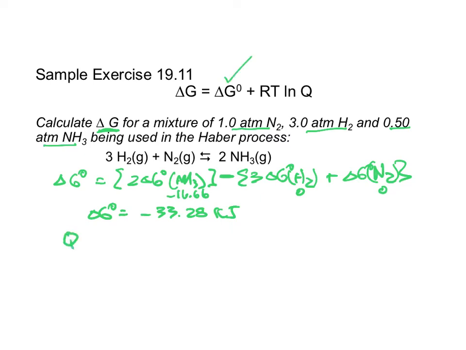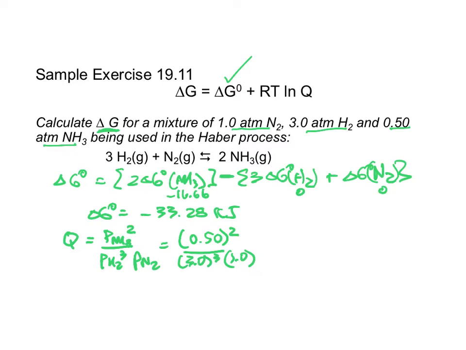We also have to calculate our Q, and that will be the pressure of ammonia squared divided by the pressure of hydrogen cubed times the pressure of nitrogen. So we'll pop in our numbers. We have 0.50 squared on the top. We have 3.0 cubed on the bottom, and we have a 1.0 also on the bottom for our nitrogen. It gives us a Q of 9.3 times 10 to the minus 3. Now, I spoke quickly because I really don't want to make these videos too long, so I apologize.